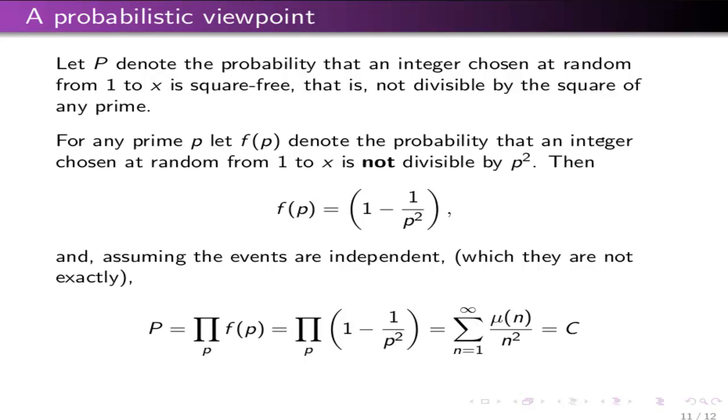So in order to be square free, I want it not to be divisible by 2 squared, and not divisible by 3 squared, and not divisible by 5 squared, and so on. So I want to look at all of these different probabilities.